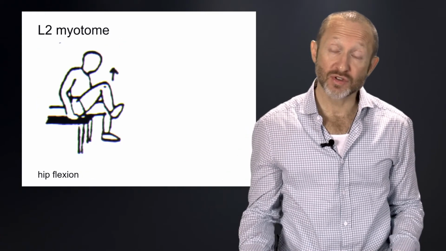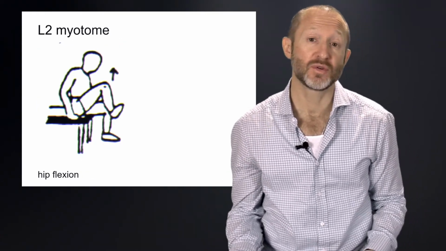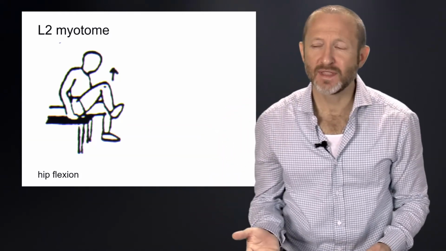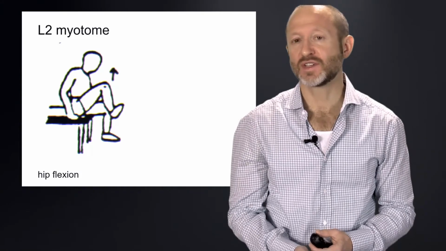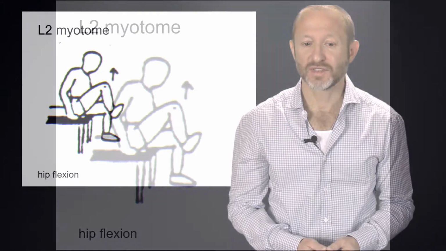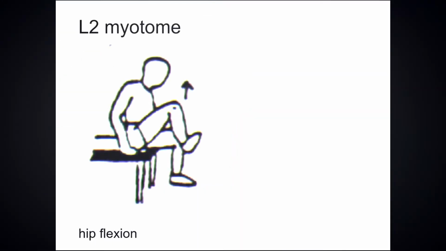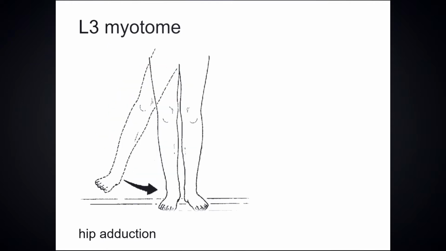If we move to the lower extremities, we can also check the myotomes of the lower extremities. And perhaps these are more important to check than the upper extremities because lumbosacral lesions are so common. L2 innervates the iliopsoas, which produces hip flexion. L3 innervates the sartorius muscle, which produces hip adduction.